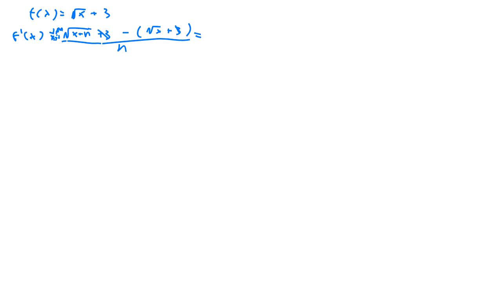Okay, so now let's bring our limit with us. h is going to go to 0. Our 3's will cancel. Now we have the square root of x plus h minus the square root of x, all over h. So we have a radical expression, one minus the other.